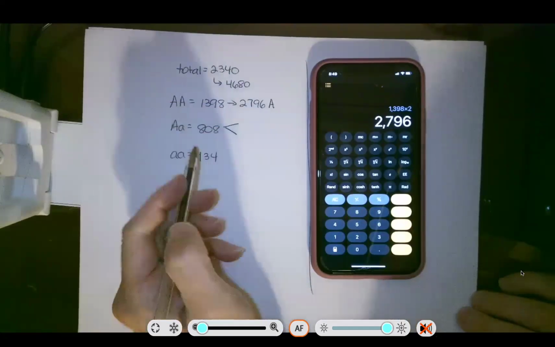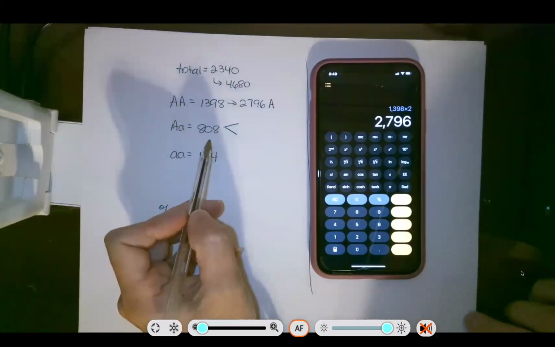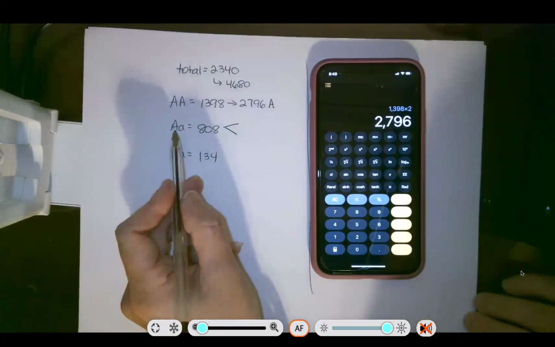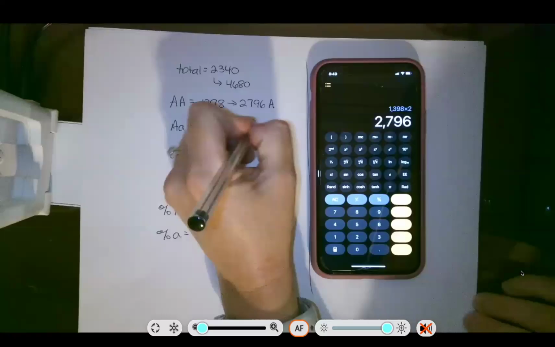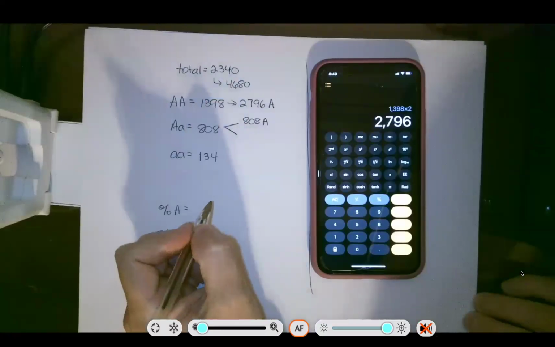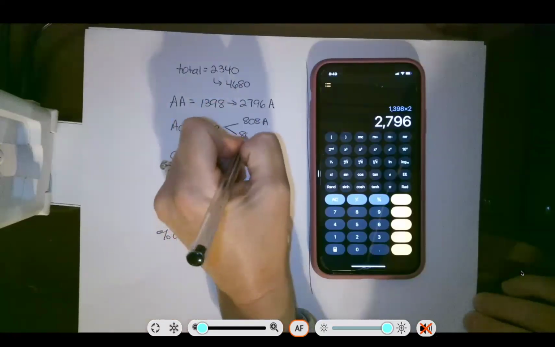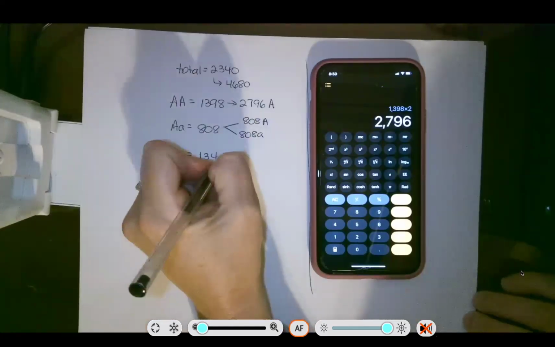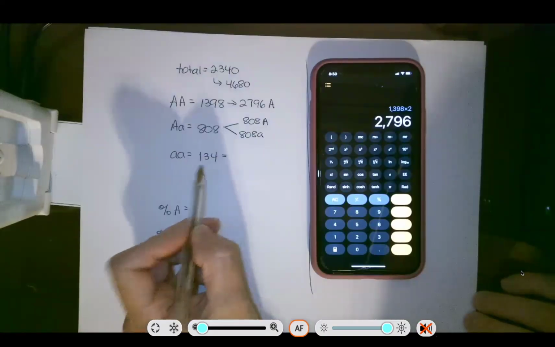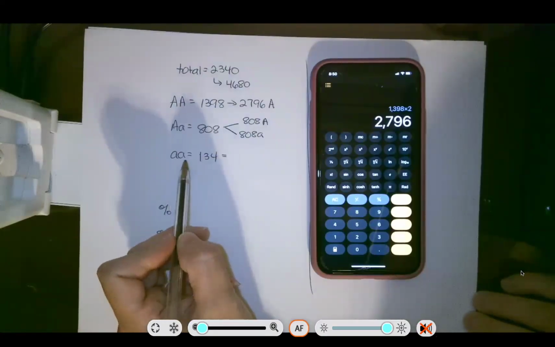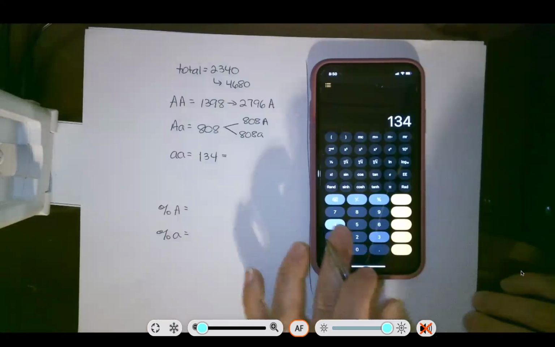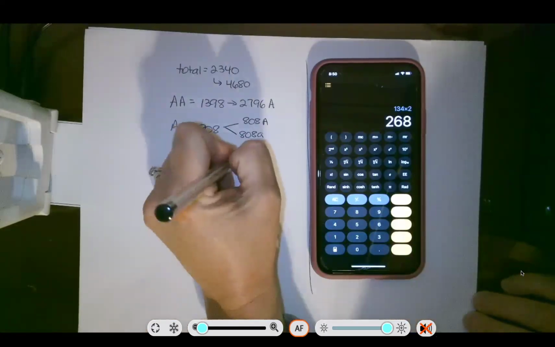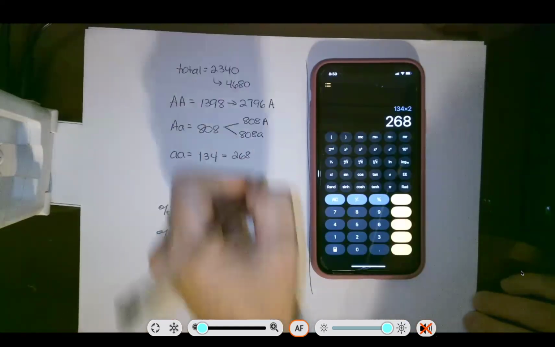These 808 bunnies also have two alleles. One's a big A, one's a small a. So that means I have 808 big A's, because they each have one big A, and 808 small a's because they each have a small a. And then these guys down here, there's 134 bunnies that have two little a's. So I'm going to take that 134 times 2, and that is 268 little a's.